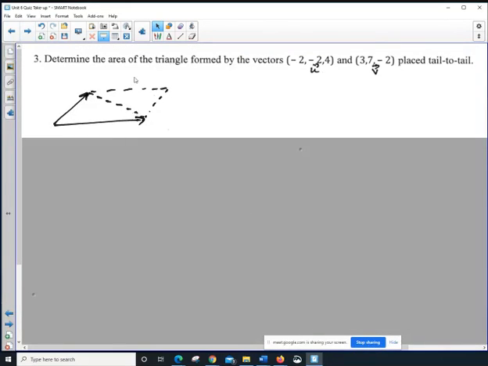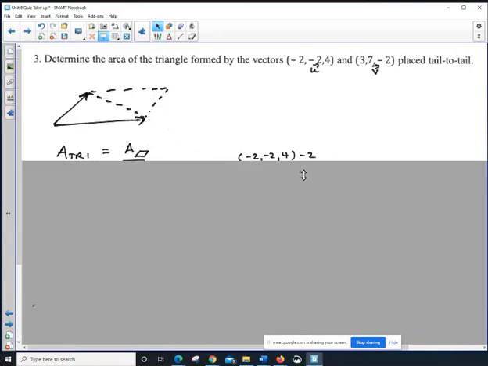So number 3 says determine the area of the triangle formed by these two vectors placed tail to tail. Okay, and this is where we have to recognize that there was a nice geometric meaning for the magnitude of the cross product. That if I take the cross product of two vectors tail to tail, it gives me the area of the parallelogram formed by the two vectors. And so the area of the triangle would just be half of that.